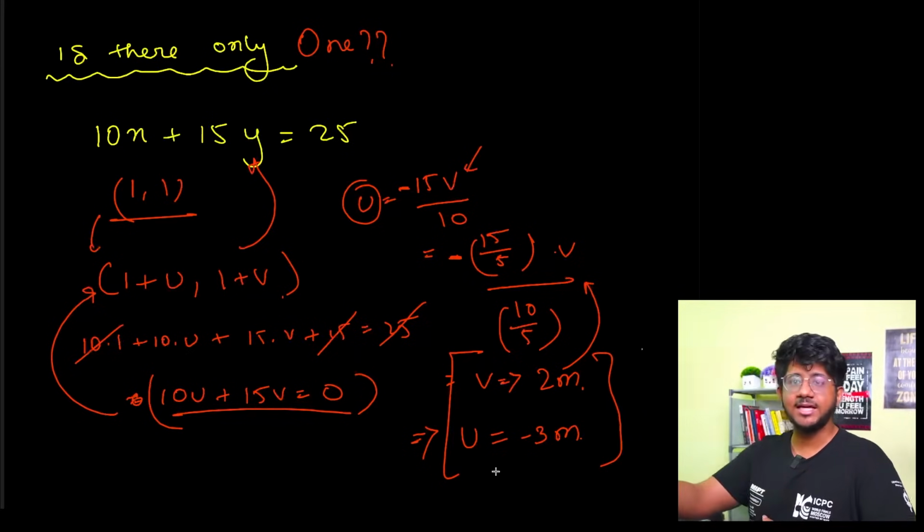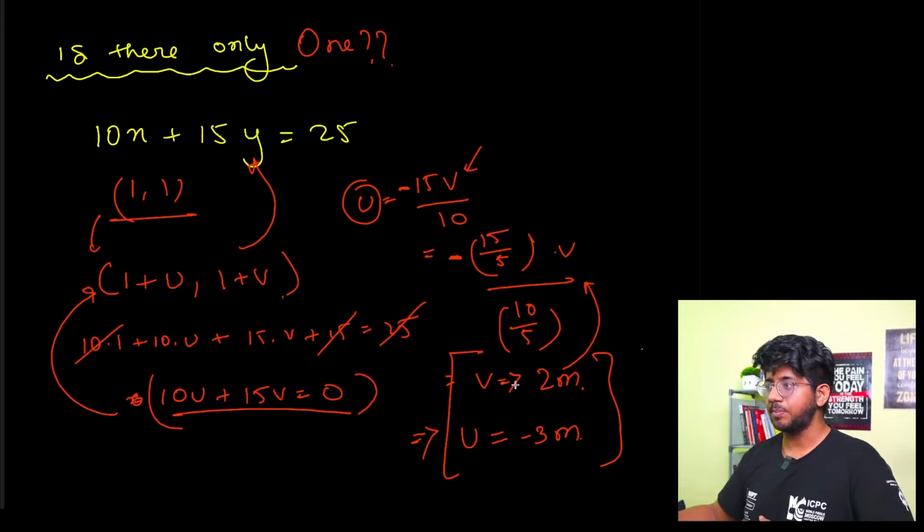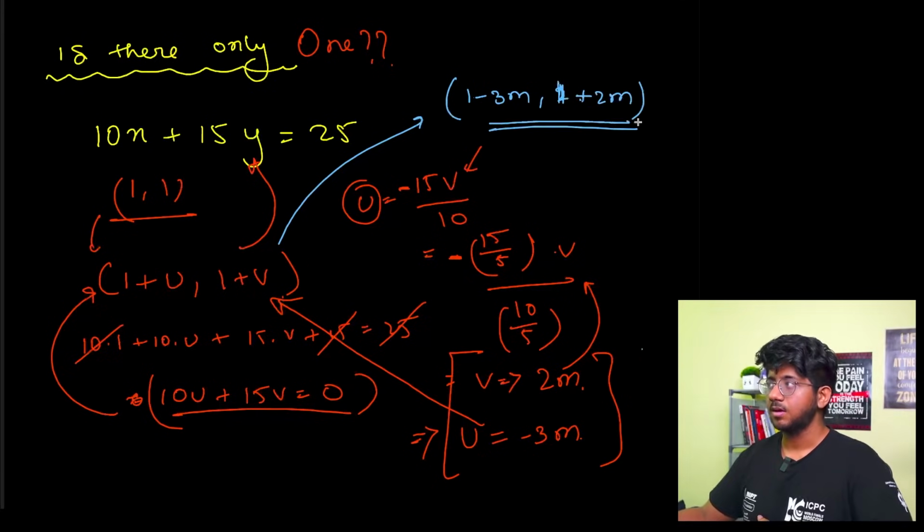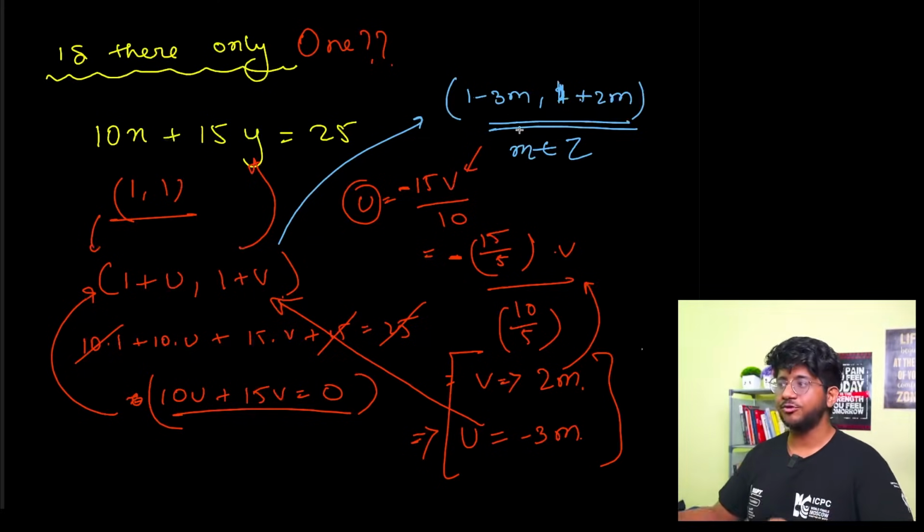In fact, if you have any u comma v of this format, you will get a solution. So plug this back into the equation, and you get a general format for this as 1 plus u, which is 1 minus 3m, comma 1 plus 2m. This is the general format. Plug in any value of m belonging to the integers, and you will get the solutions one by one. 0, 1, 2, plug in everything and you will get all the solutions. And that's how you find all the solutions, right?